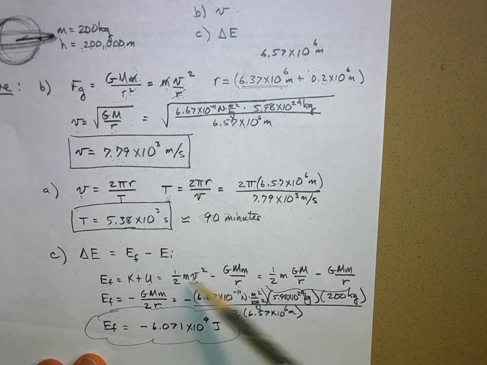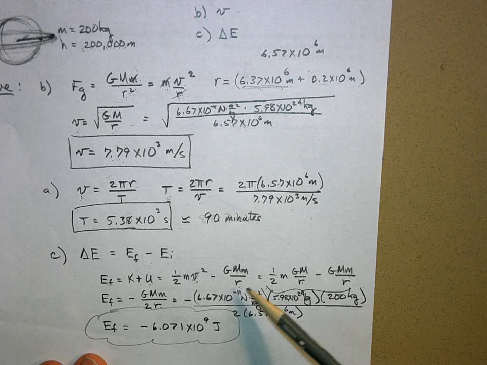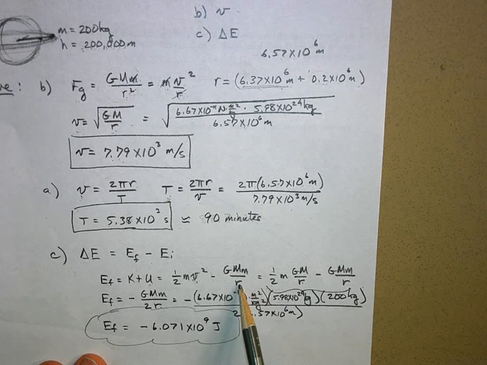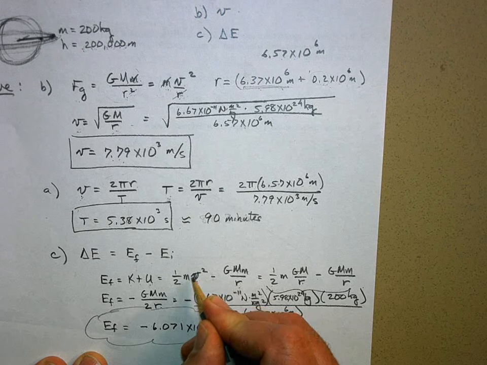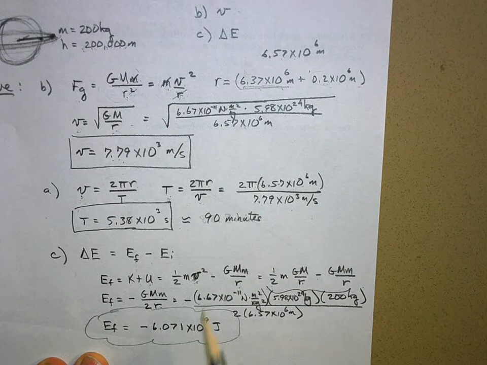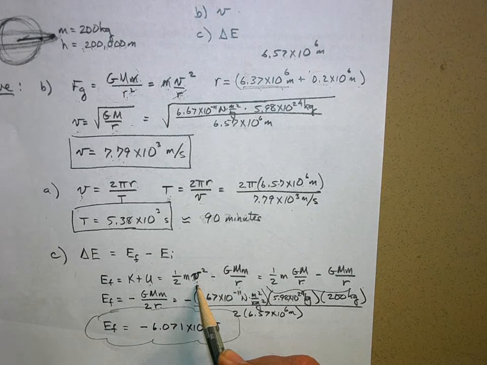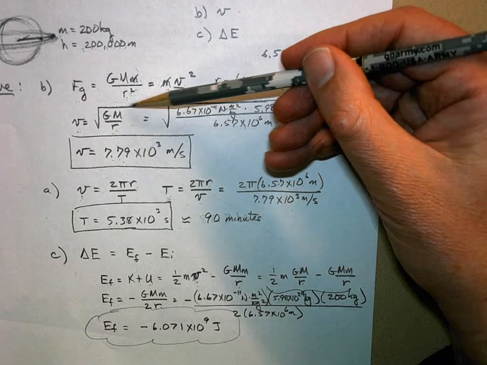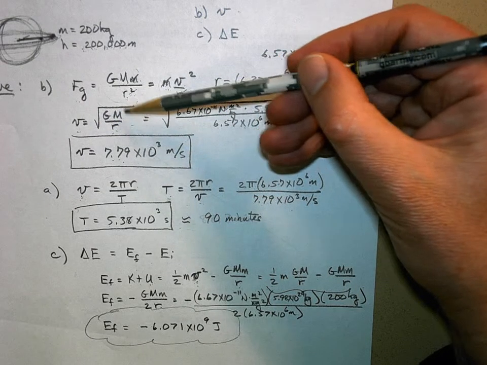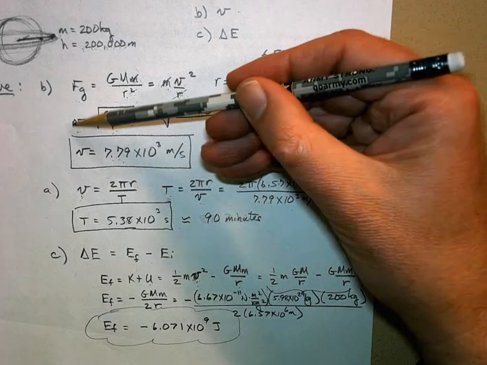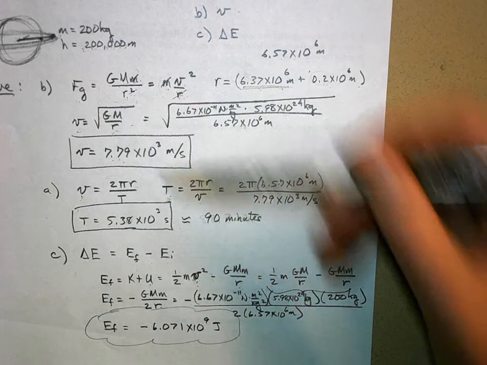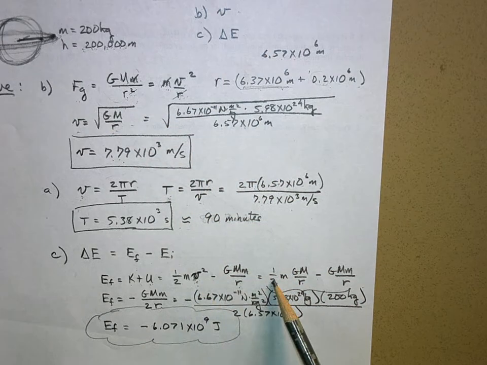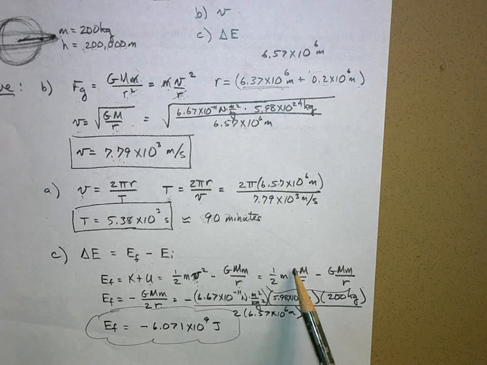So I can just plug it into this and get my answer. But because I'm a little bit lazy, I decided to use a trick. Notice that this is the orbital speed squared right here. Well, I have an equation up here for orbital speed. Orbital velocity is the square root of GM over r. If I square that, I can substitute in 1/2 the mass times GM over r.